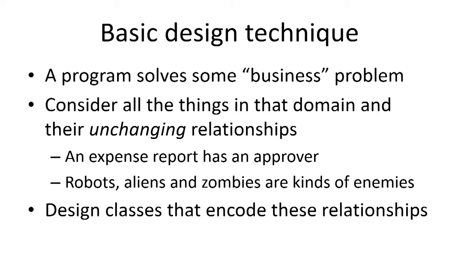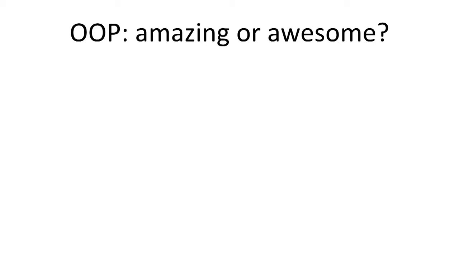So you then design a bunch of classes that encode these relationships, and then you implement the classes. That's sort of the basic object-oriented design. And this is kind of a novice way to think about object-oriented design. There is a very deep theory of object-oriented design and design patterns, and I'm going to go into hardly any of that in this course.